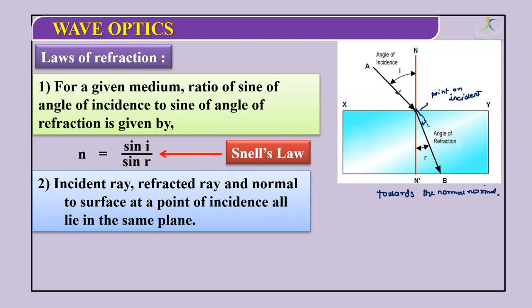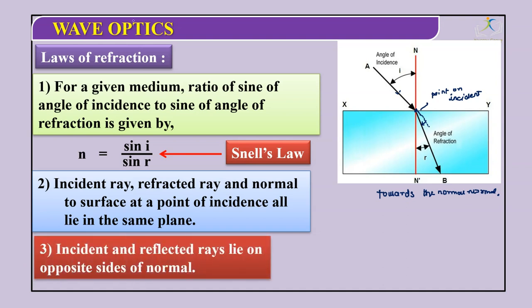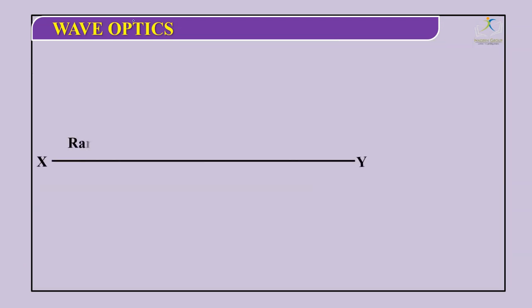So what is the physical significance of this? It is the medium's property, how the light behaves with the change in the medium, that actually tells refraction. Second law: the incident ray, refracted ray and normal to the surface at the point of incidence all lie in the same plane. Incident and refracted rays of light lie on the opposite sides of the normal.